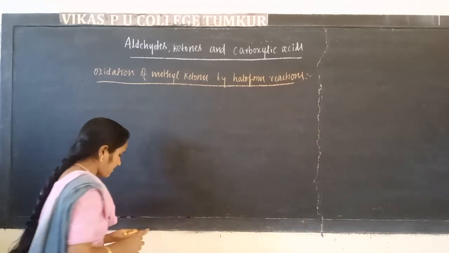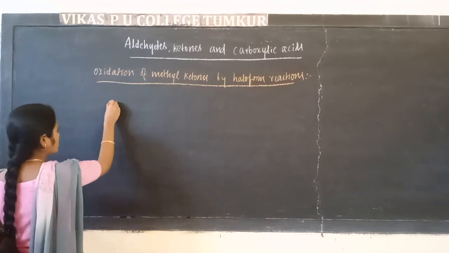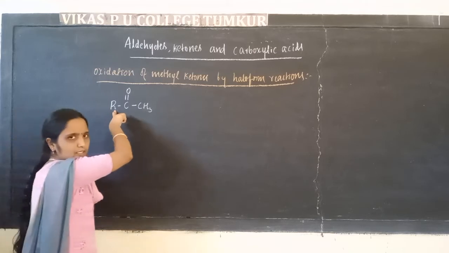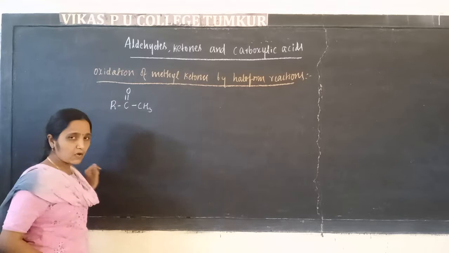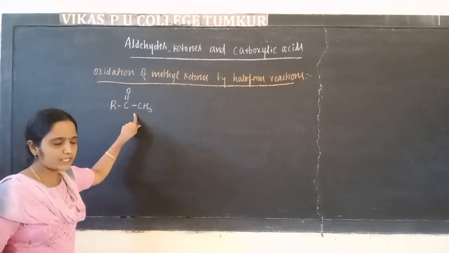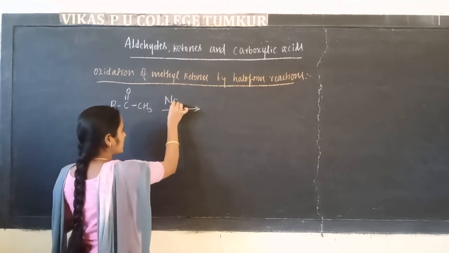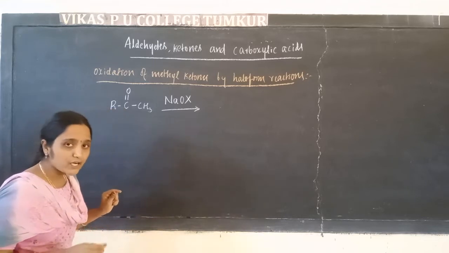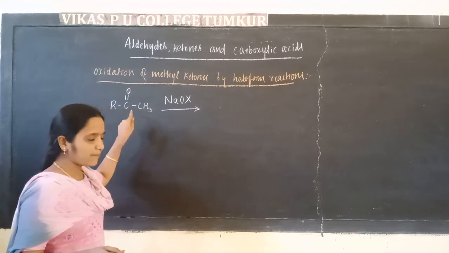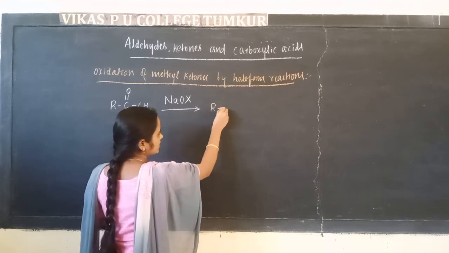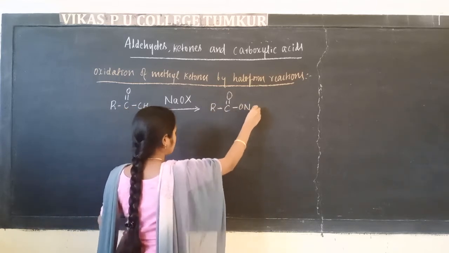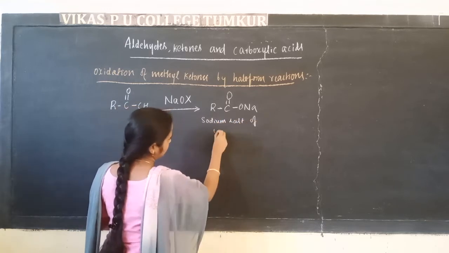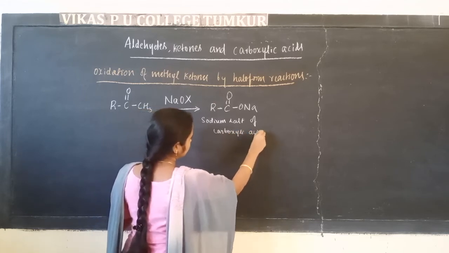Here we are going to take the example. I am going to write the general equation. Suppose this is either a ketone or an aldehyde. If you take H here, this is the aldehyde. If you take another alkyl group, then it is a ketone. This undergoes oxidation in the presence of sodium hypohalite to form the corresponding salt of carboxylic acid, which contains one carbon less compared to the parent reactant. That is, we get RCOONa. This we call a sodium salt of carboxylic acid.